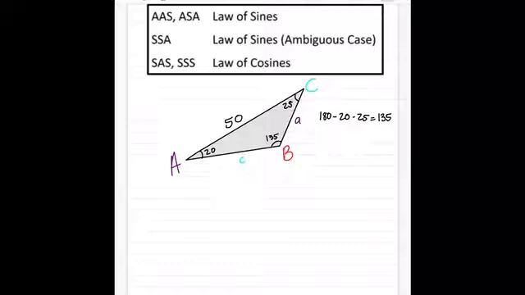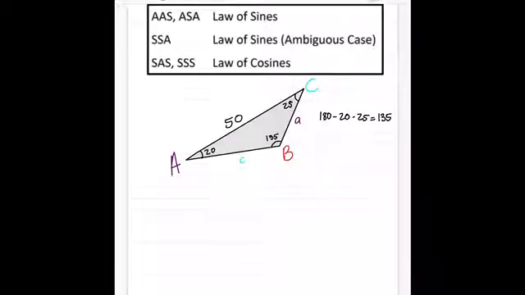Now, what I mean is, whenever you solve for an angle, that is kind of an irrefutable piece of data that you solve for. Like, 180 minus the two angles is guaranteed to be the third angle.